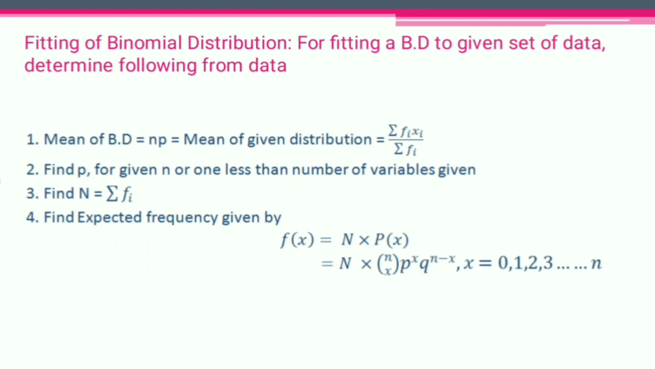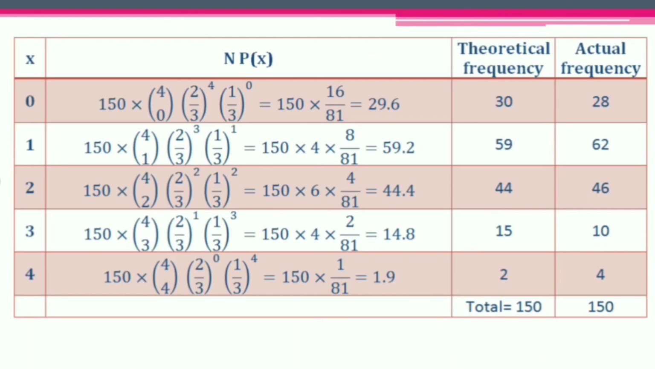Next step, find expected frequency given by this formula: F of x equal to N into P of x, and x will vary from 0 to n. Okay, and capital N we know, small n we know, x will vary from 0 to n, we know p and we know q. So we can find out all these values using the things we have. So we'll make this kind of table. Here the value of x, here the value of expected frequency. This is the theoretical value which we are calculating here. This is the actual frequency which is given.